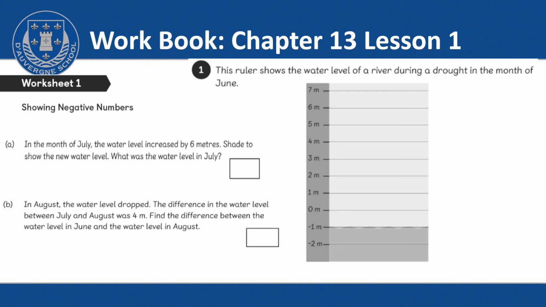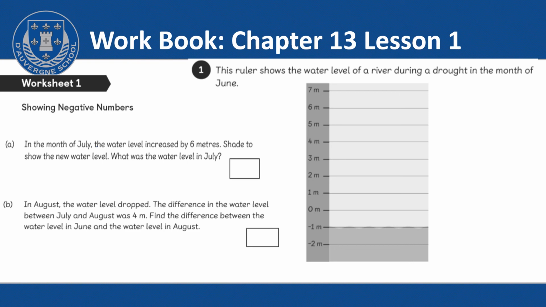Okay, so we had -1 meter and then we had 5 meters. And then in August, the water level dropped again. So the difference in the water level between July and August was 4 meters. So we have to go down from 5 meters, count down 1, 2, 3, 4, which would have brought us to 1 meter. So we know that the water level in August was 1 meter.